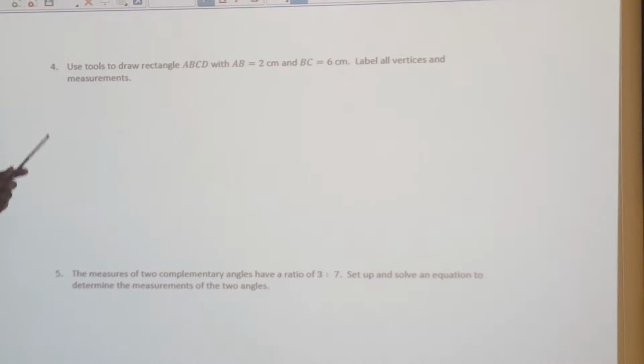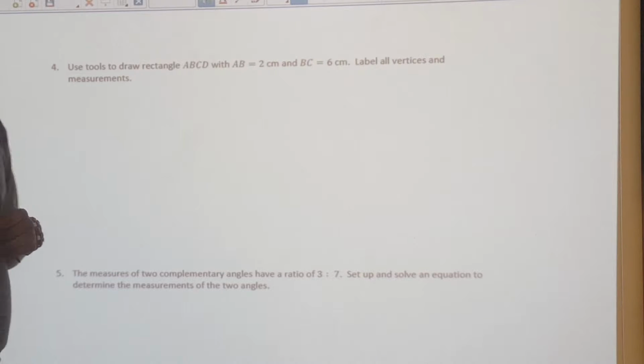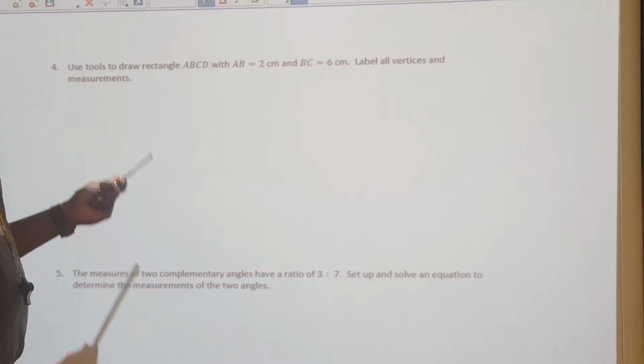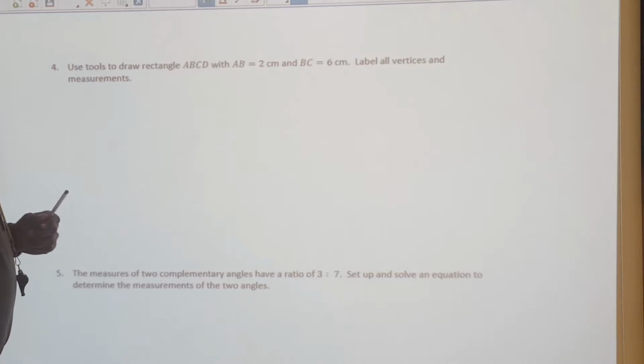Constructing triangles. We're going to construct triangles and rectangles. I'm going to do that in another video.